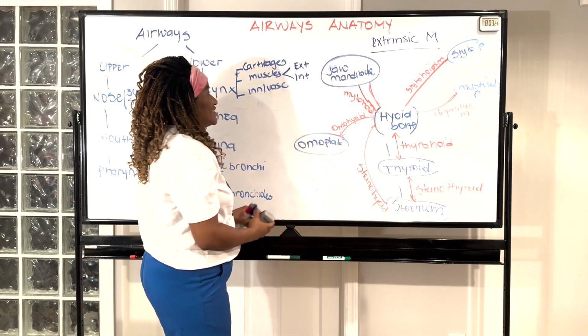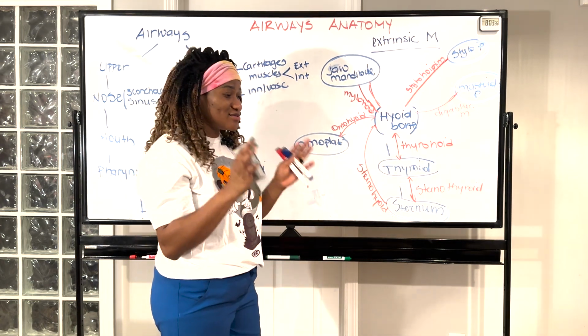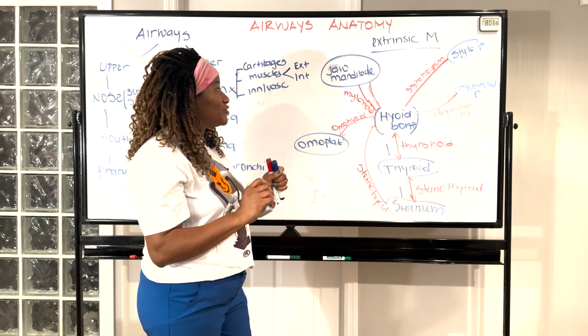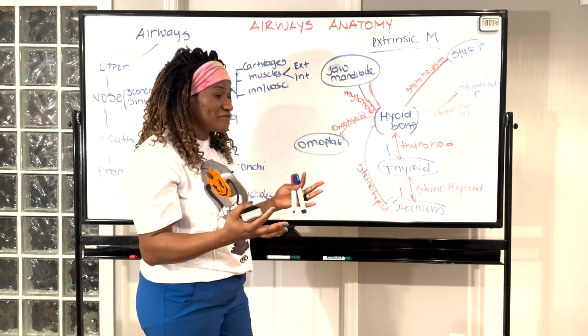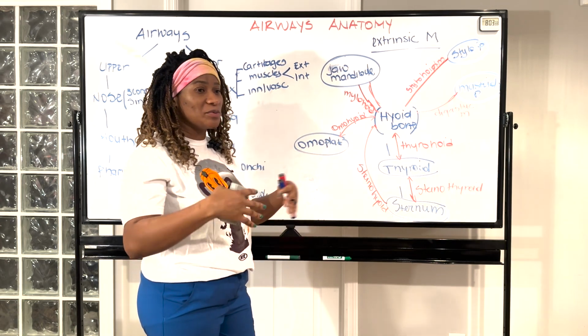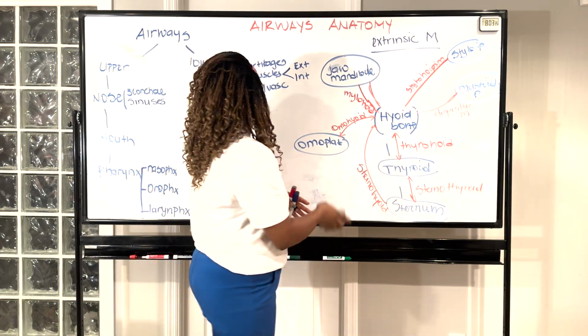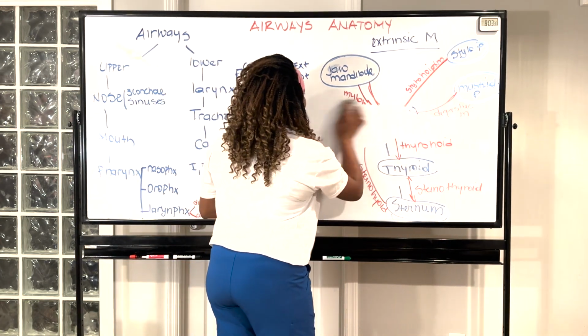Now let's talk about the intrinsic muscles. Those muscles that help move the vocal cord, that really help with the phonation, close the glottis, open the glottis, and all the good stuff. I'm gonna wipe this down.